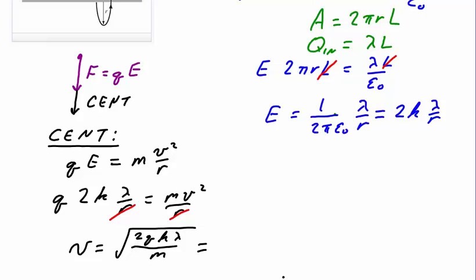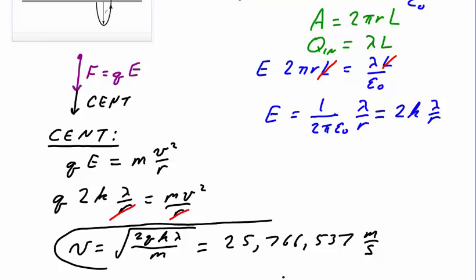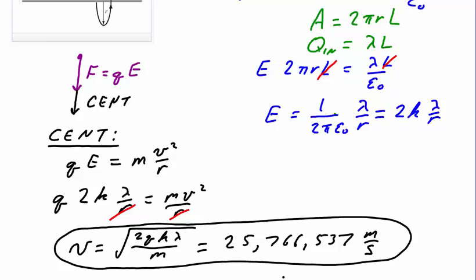And if we plug in all that information, we're going to find that the velocity of this electron is 25,766,537 meters per second. You may be concerned at this point that that's a fairly high velocity, but in fact, I don't think so. It's actually less than 10% of the speed of light, and for an electron, that's not fast at all.